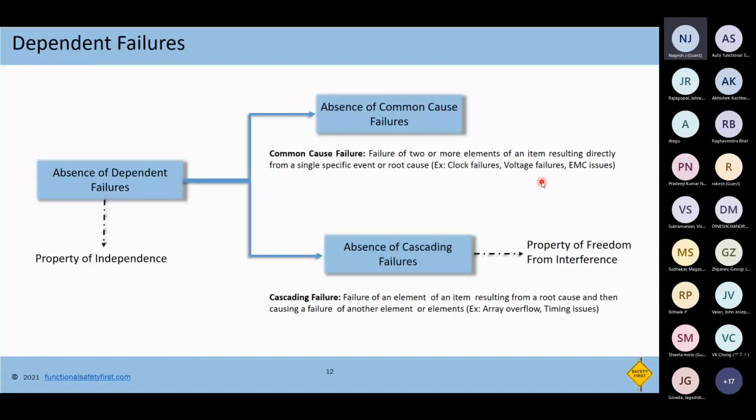And then the other aspect of dependent failures is the absence of cascading failures. Cascading. So again, as the word tells us, cascading means that a problem caused in one element is cascading, or goes from one element to the other. So that is what is called a cascading failure. The cascading failure is also referred to as the property of freedom from interference, FFI.